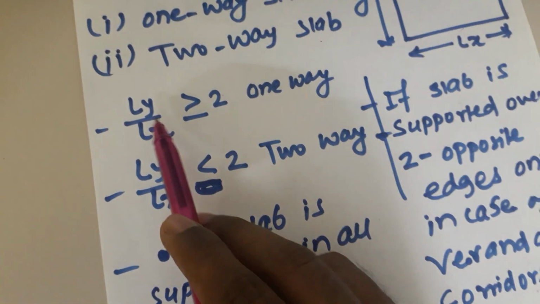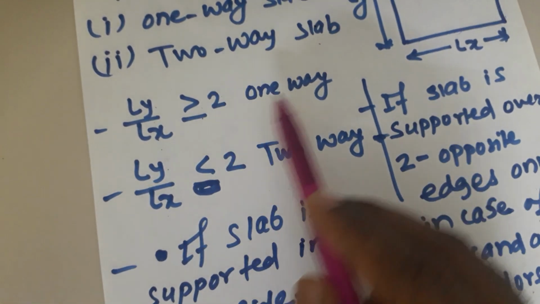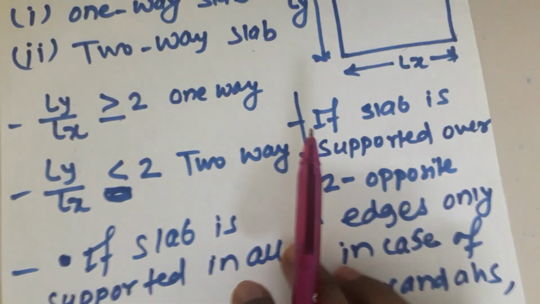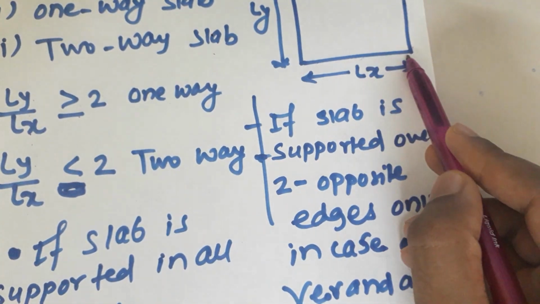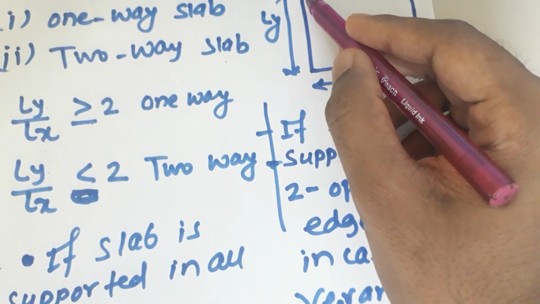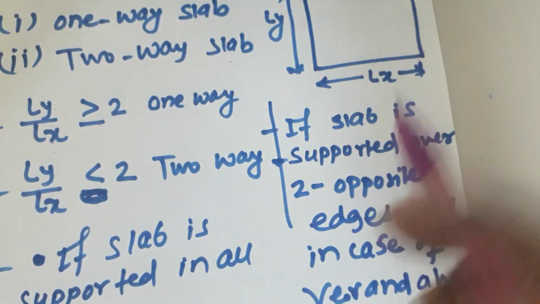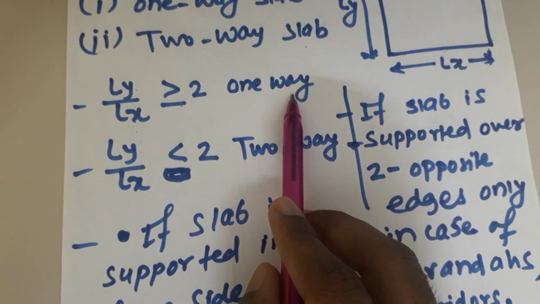So when the longer span by shorter span is greater than or equal to 2, that is a one-way slab. Here, suppose this is the smaller direction and this is the larger direction. So if this ratio is greater than 2, then it is a one-way slab.